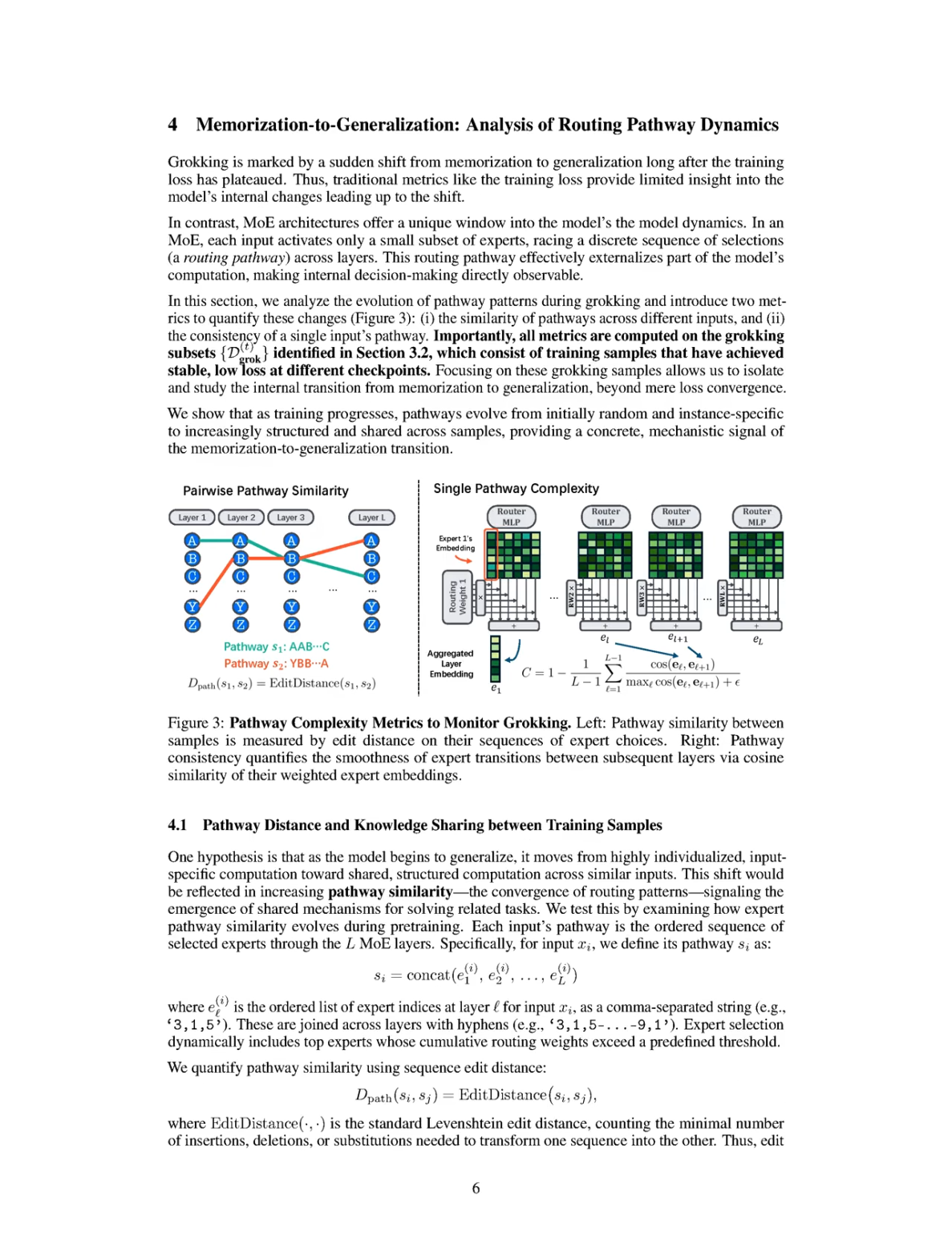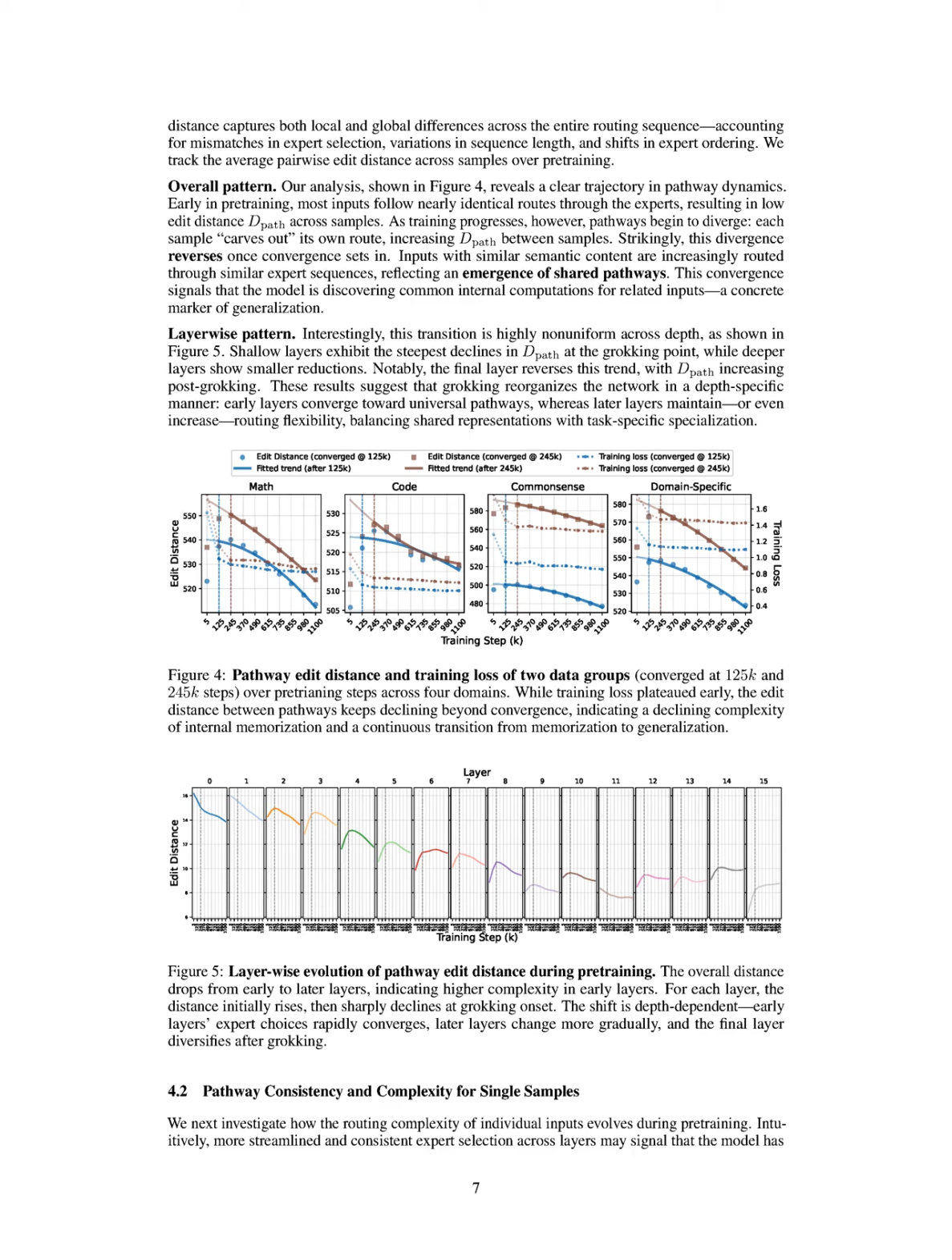Next, we compute the routing pathways for each input, which are the ordered sequences of selected experts across the MoE layers. We measure the similarity of these pathways using the edit distance metric, which quantifies how closely related the routing patterns are across different inputs. Additionally, we assess the consistency of a single input's pathway by calculating the average cosine similarity between consecutive layer embeddings, indicating how smoothly the model transitions between expert selections.